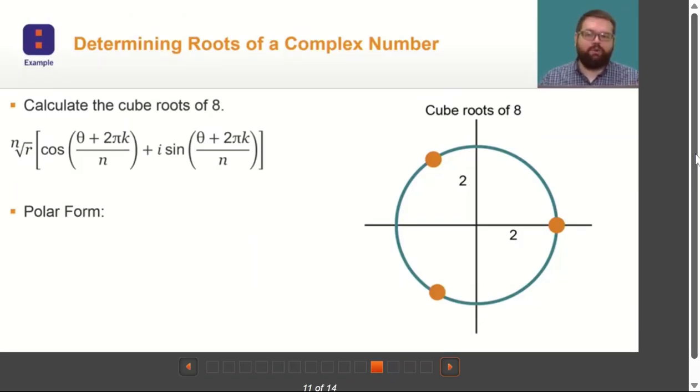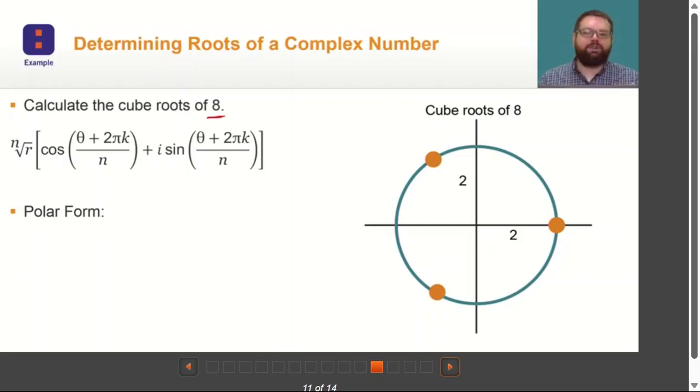Here's an example using the formula to determine the cube roots of 8. Recall that in the real number system, there's only a single cube root of 8. The cube root is the number 2. This root still exists in the complex number system, but is joined by 2 additional roots, as you'll see.